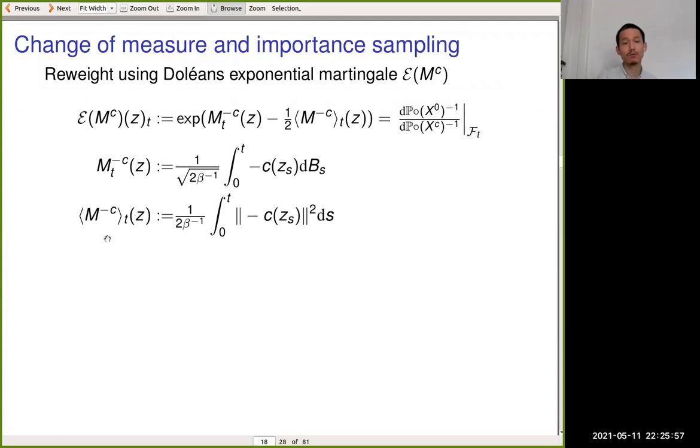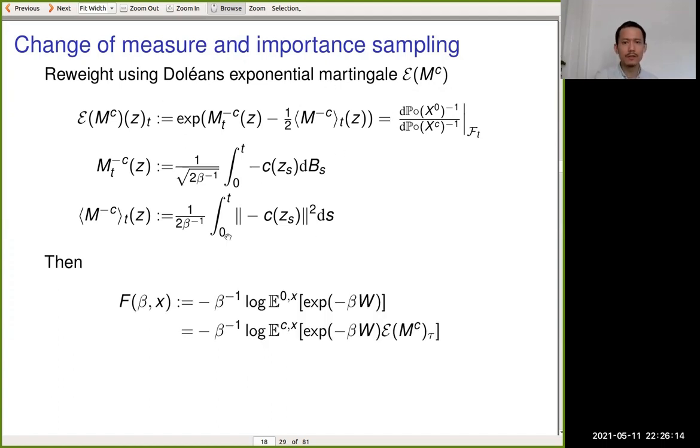And the angular brackets refer to what is known as the quadratic variation process. But what's relevant for us here is that it behaves like a kinetic energy term, basically the kinetic energy of the control, or if you want, the cost of control. Okay, so now we have all of these ingredients here. We know that the exponential martingale plays this role. We start off with our conditional free energy F_beta of x. This is what it was defined to be.